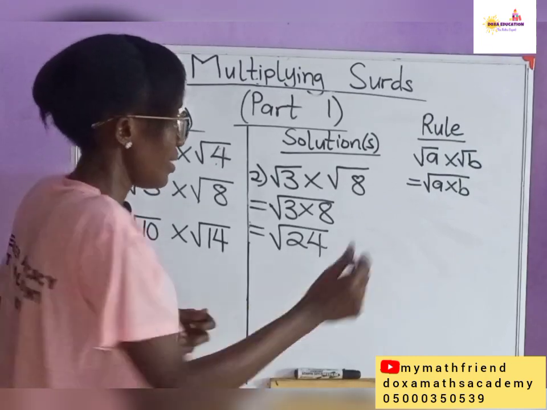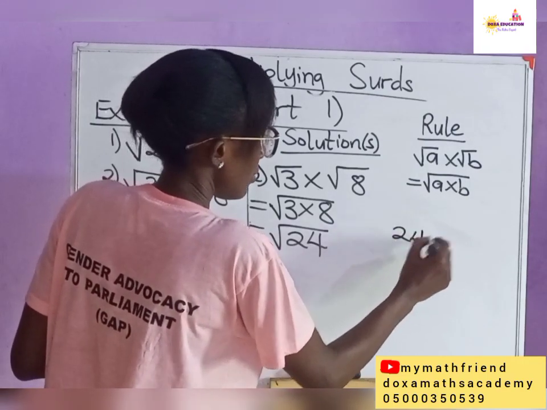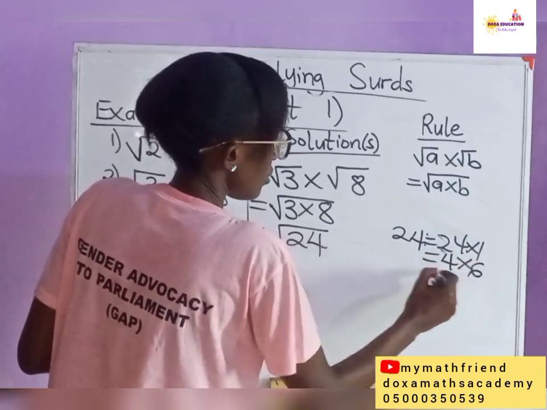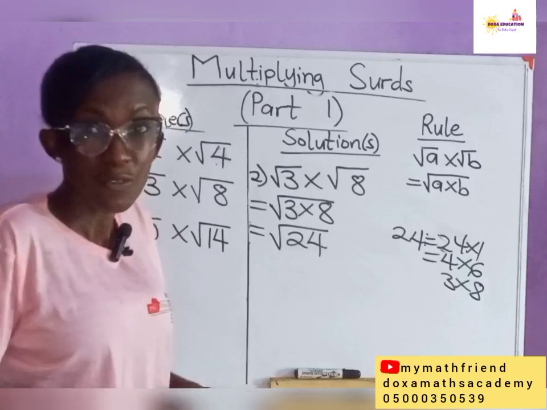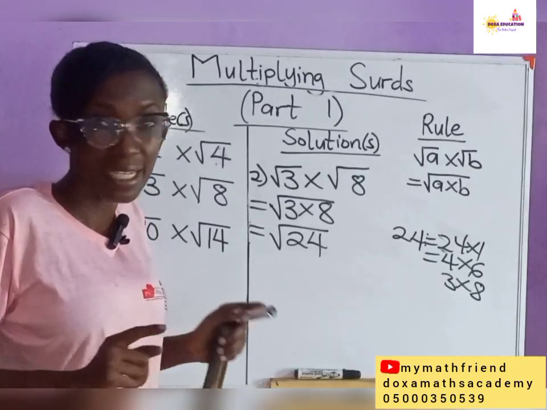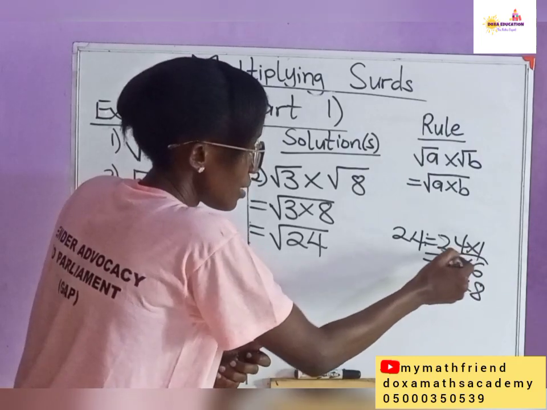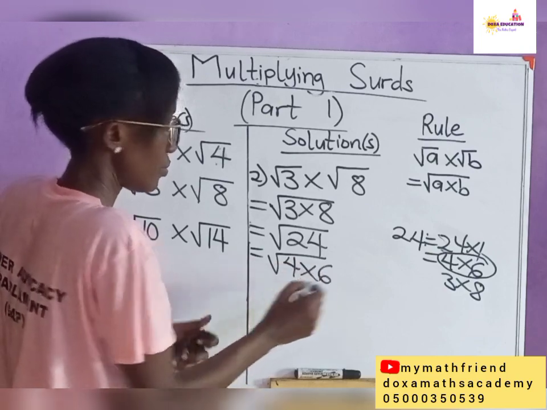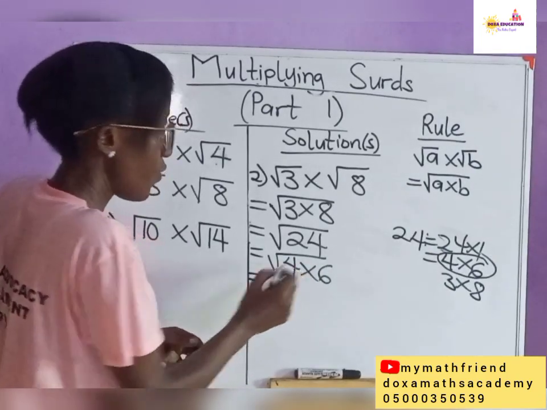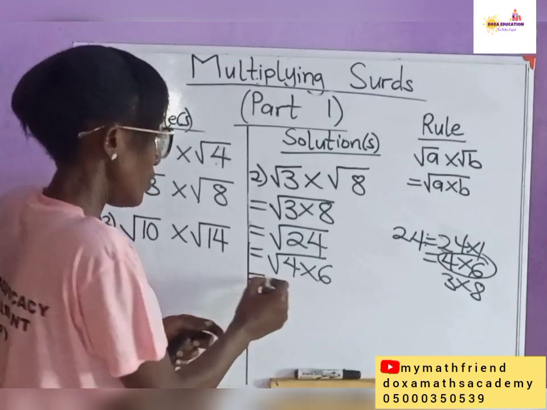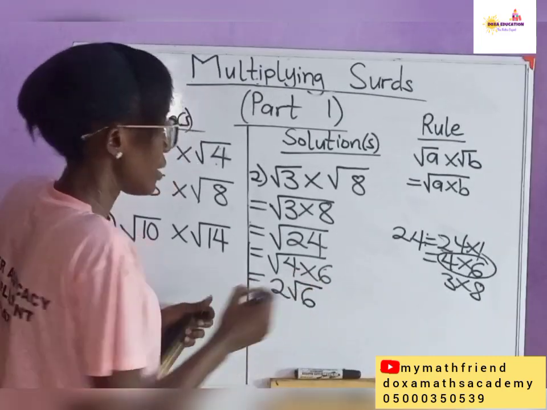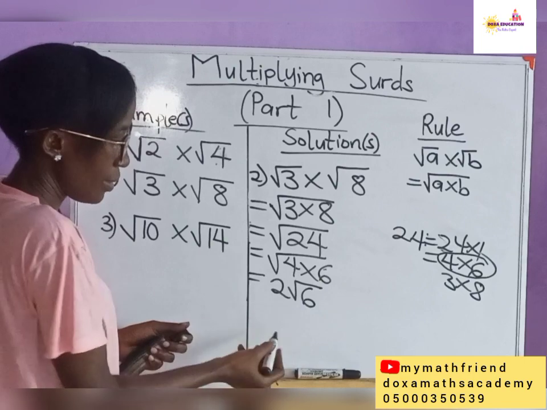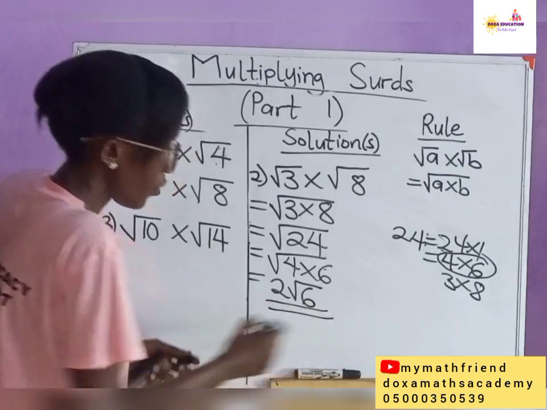Good. Okay, 3 times 8 and more. Now, over here, we'll choose 4 by 6. Why? Because 4 is a perfect square, which replaces the 24. Good. Square root of 4 is what? It's 2. Good. So 2, then root 6. Good. So this is how to multiply these surds and leave it in its simplest form.